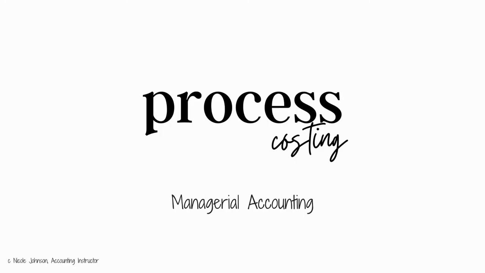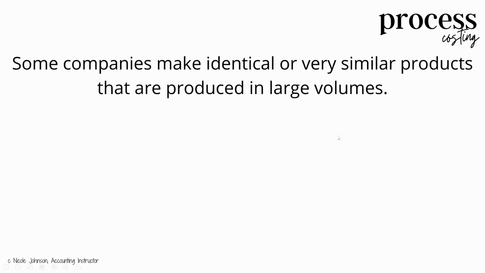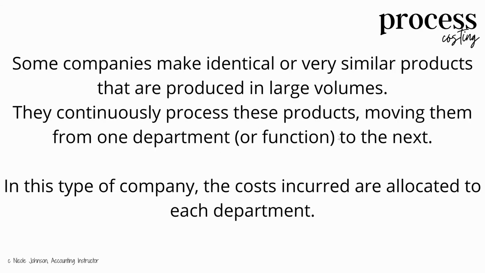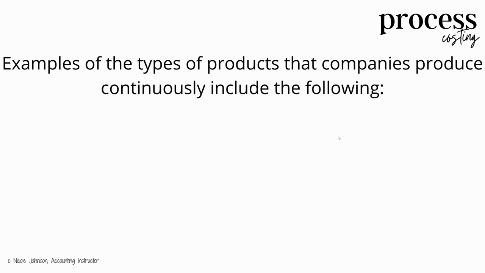Let's look at process costing in terms of managerial accounting. Some companies make identical or very similar products that are produced in large volumes. They continuously process these products, moving them from one department or function to the next. In this type of company, the costs incurred are allocated to each department.